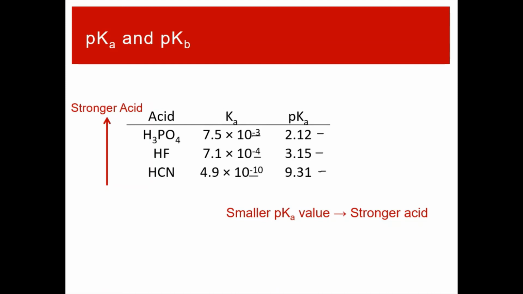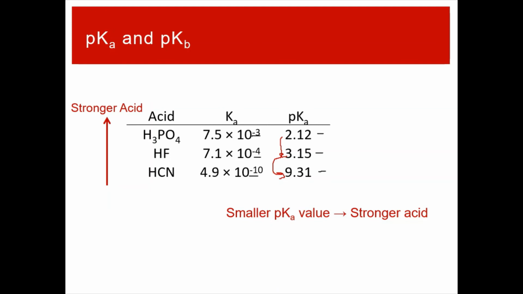We can see that while HF is weaker than H3PO4, because that number 3 is greater than 2, the difference there is only one pKa unit, whereas it's a whole 6 pKa units to HCN. So HCN in this list is a distant third, and it's much easier to compare with pKa. A lot of times when we're talking about them, especially if you only want to compare acid strength, it's much more common to see pKas as opposed to Kas.